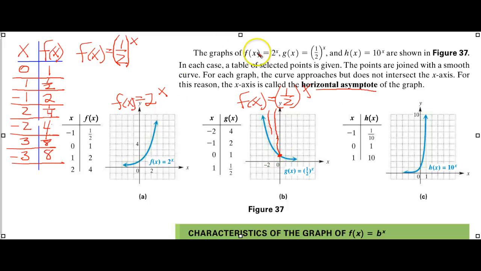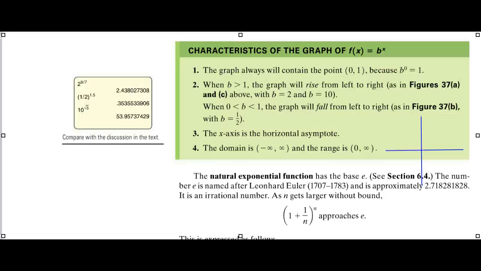Alright, so lots of background on here, and now let's take a look at characteristics of graphs that are in this value. So in summary, it's always going to go through 1, and if they're whole numbers, will look like so. As they get larger numbers, they get closer to your y-axis, and if they're fractions, they're going to come from this side, and your x-axis is the horizontal asymptote.